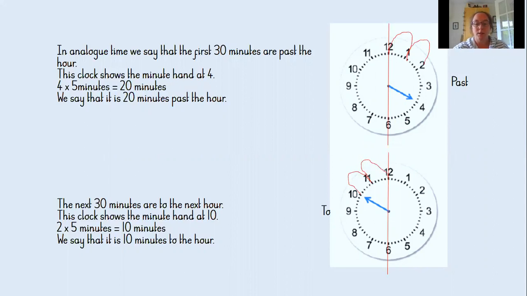So the next 30 minutes, so from 6 round to 12, those minutes are to the next hour. So this time we kind of count anti-clockwise. We go the opposite direction. So I'd start at 12 and I can go to 11 and to 10. So I can count 5, 10. I know I've got 2 lots of 5 minutes. If my minute hand is pointing to 10, then I've got 10 minutes until the next hour. We can also think if we've got 60 minutes as a whole and I've got 50 minutes at 10, so 50 add 10 would be 60. So we can think about a number bond there as well.